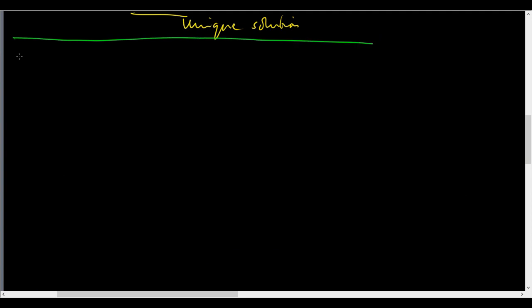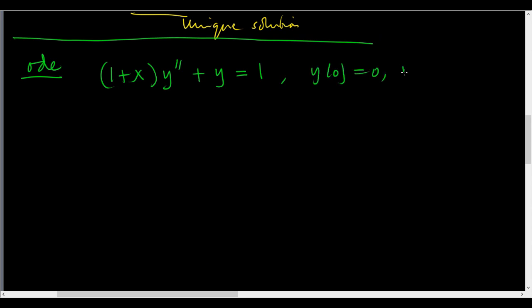Now let's come to a differential equation. So for example, we may have a differential equation, ODE: (1 plus x) y double prime plus y equals 1. y of 0 equals 0. y of 1 equals 0. y equals 0 is not a solution because of this 1 over here. So there is some non-zero solution. The solution of this differential equation may be in terms of special functions. We may not have an analytical solution, but there is some solution.